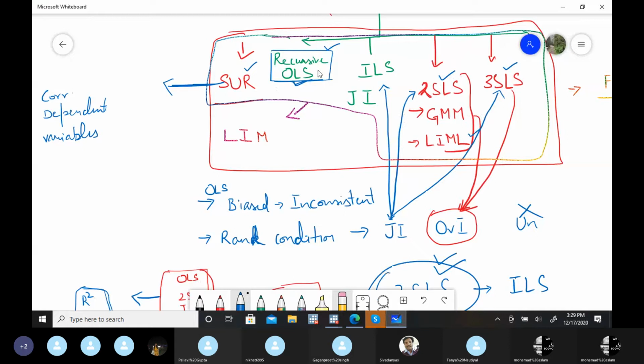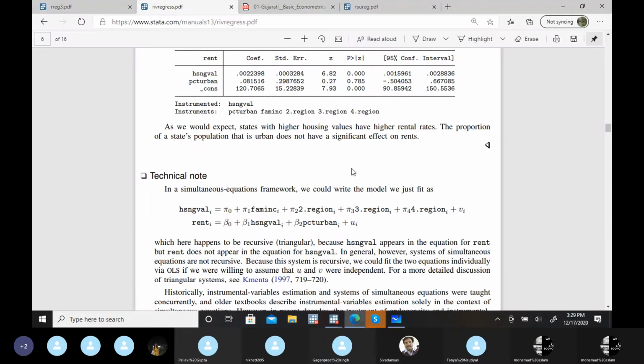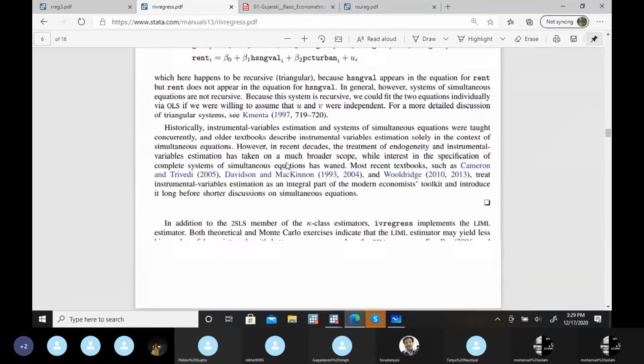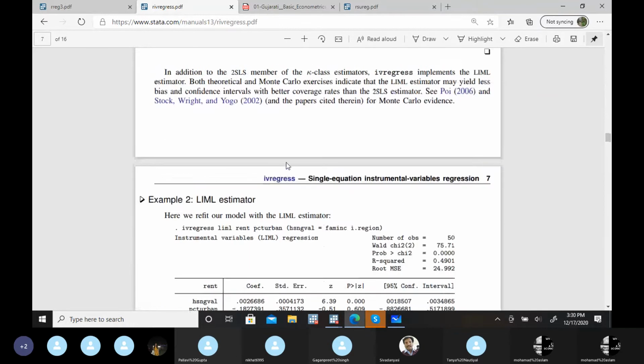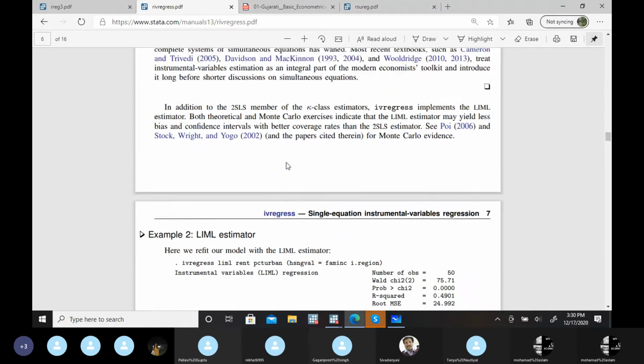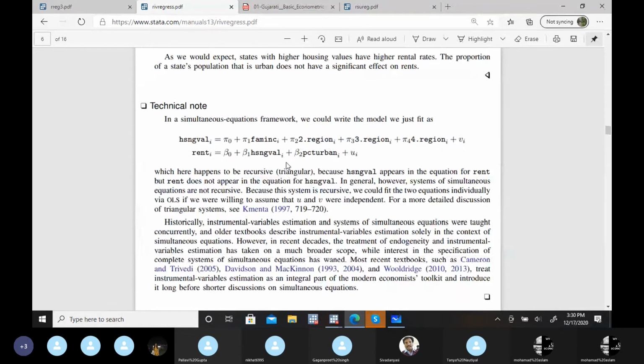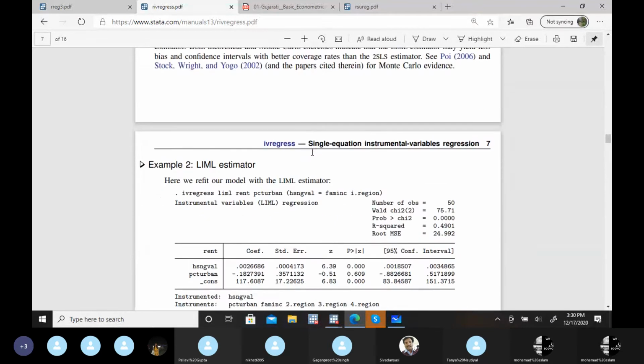Second case, recursive OLS method. Does anyone have a doubt in this part? Okay, so in this case, you simply have to run the regression. Okay, now let's take some other example.